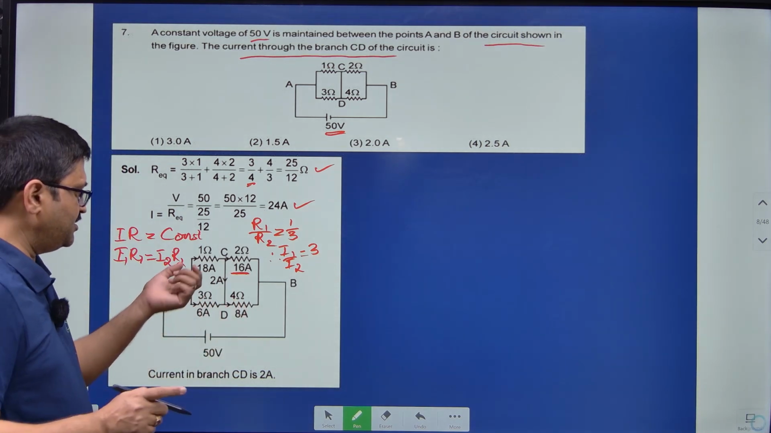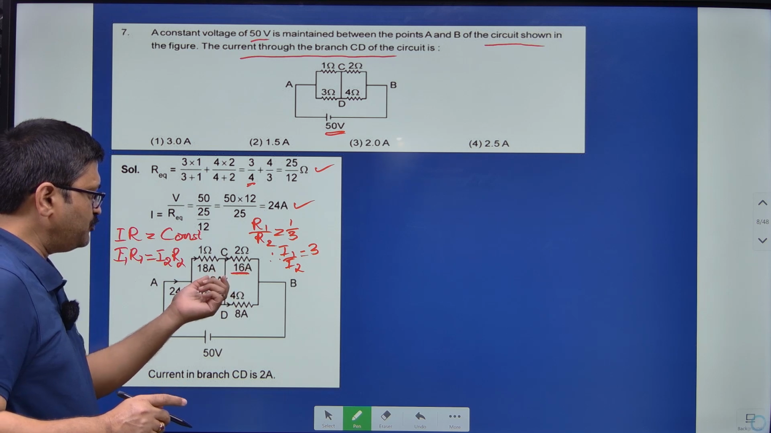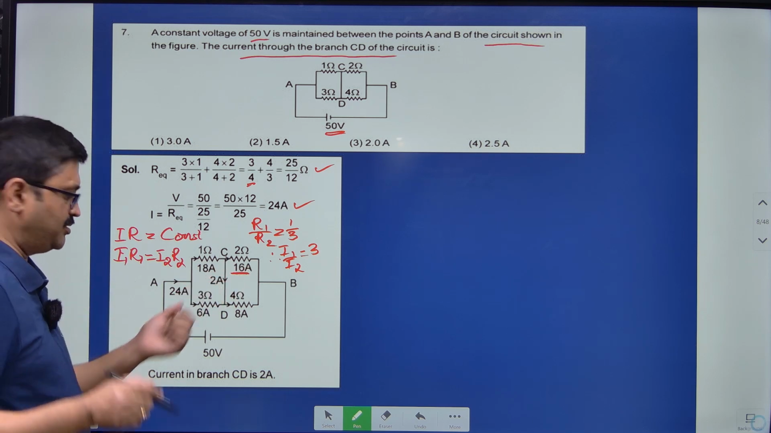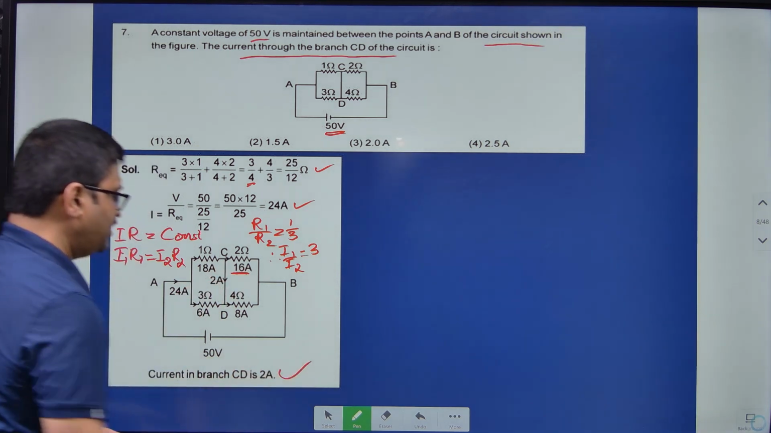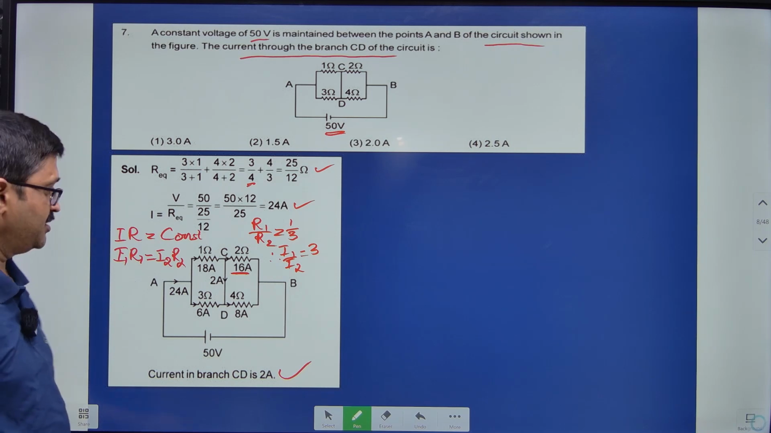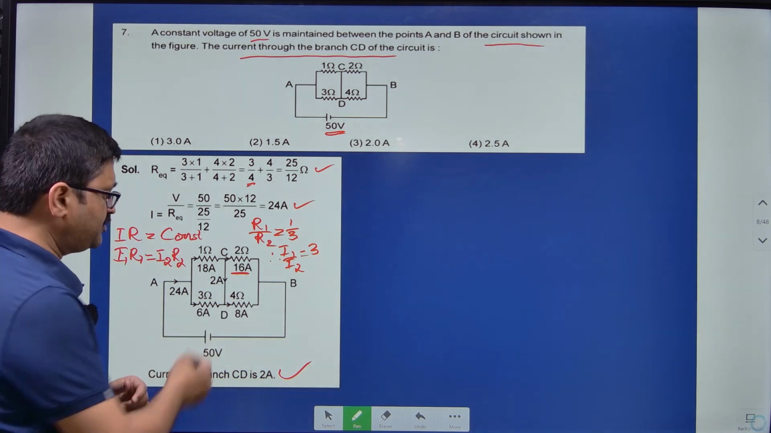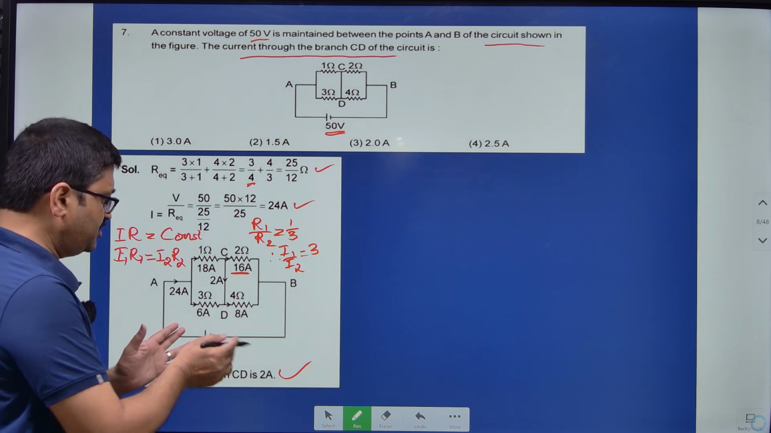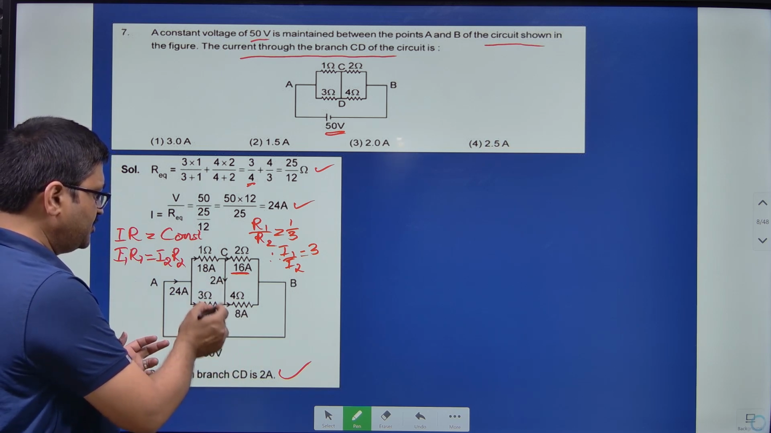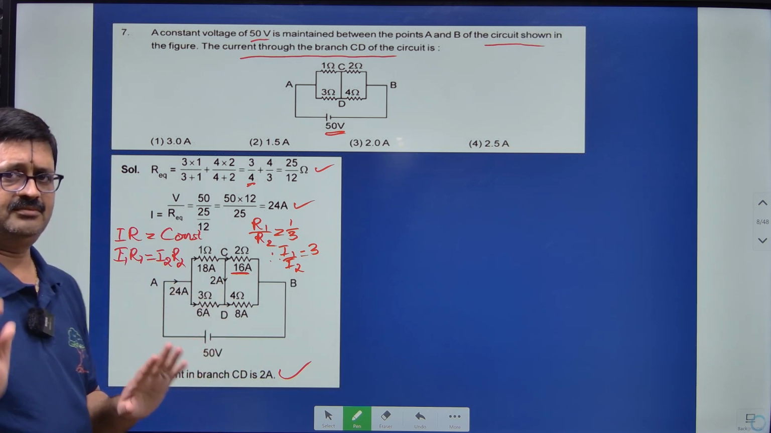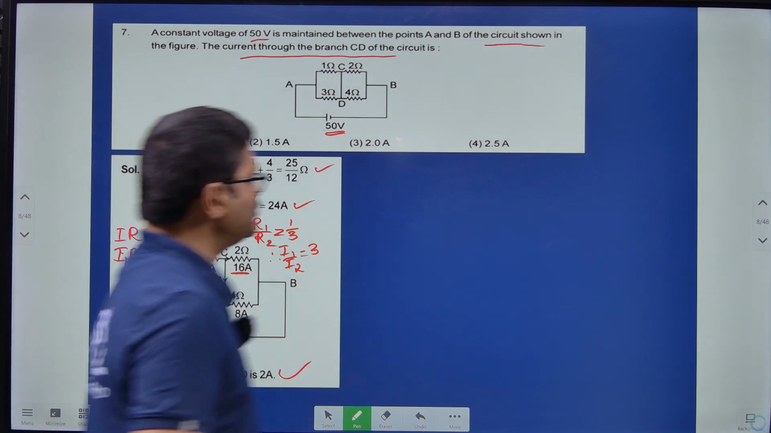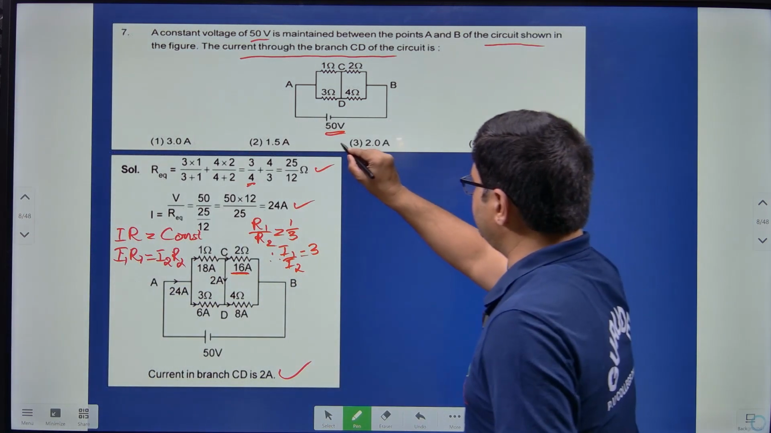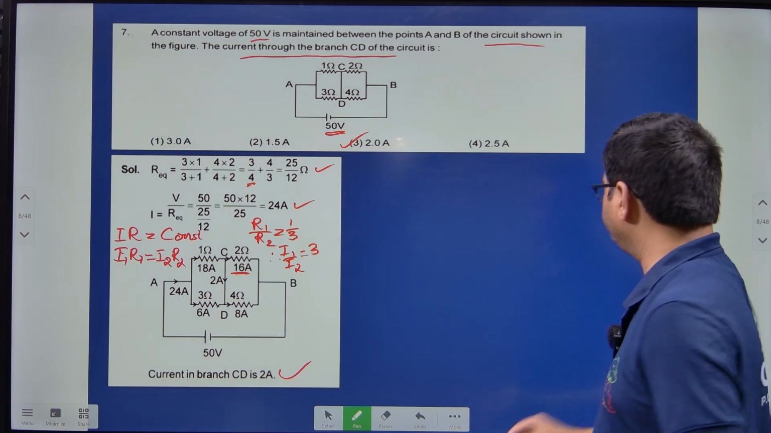So very clearly, 18 ampere and 16 ampere, what is the difference here? 2 ampere. Hence, current through branch CD is 2 ampere. Similarly, let us verify with the lower branch also, 6 ampere and 8 ampere. 8 minus 6 gives 2 ampere current, so it is properly balanced. So definitely our answer in this case is 2 ampere.